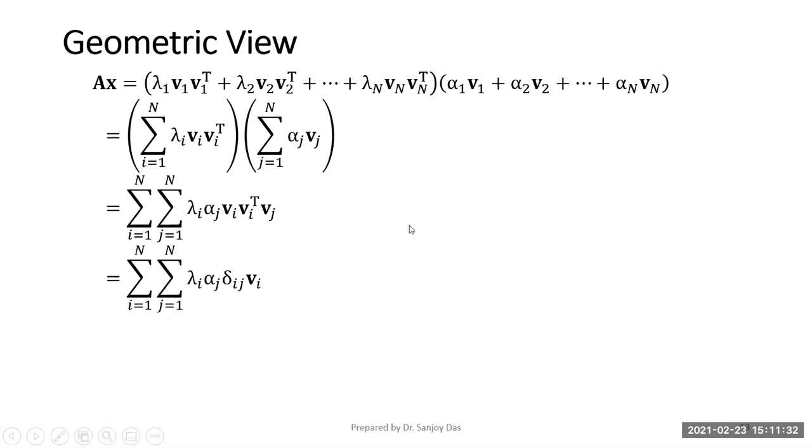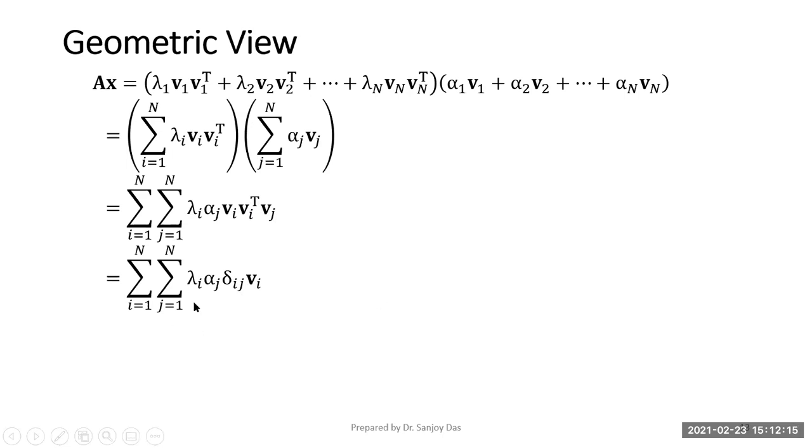What's this Vi transpose Vj? If i and j are the same, then if i equals j, then Vi transpose Vj equals 1. On the other hand, if Vi and Vj are different, then what's Vi transpose Vj? 0, right? Because Vi and Vj are all orthogonal. In other words, Vi transpose Vj is equal to the Kronecker delta, delta ij. Okay, so I replace Vi transpose Vj with delta ij. And so all I'm left with is Vi.